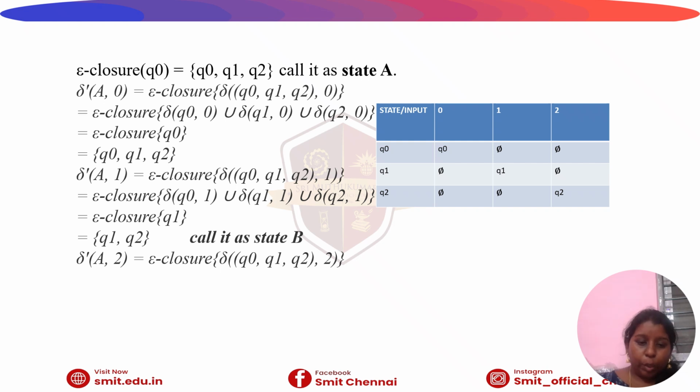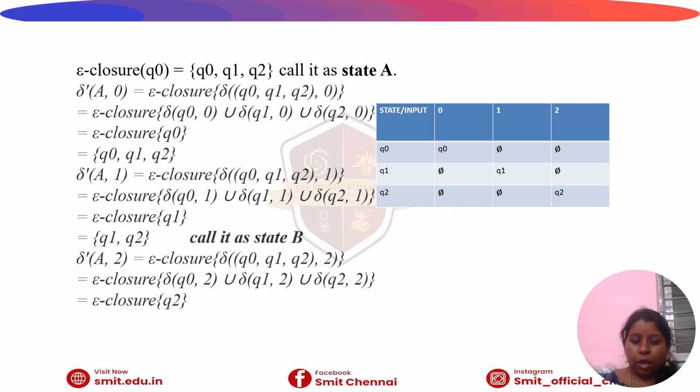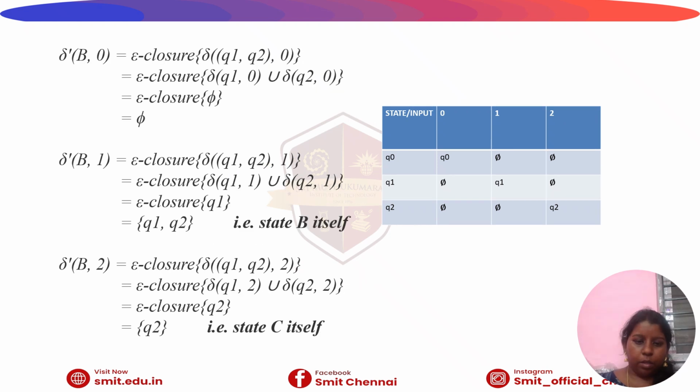Now, for the input 2, we'll write E-closure of Q0, Q1, Q2. Again, we'll merge each with the input and we'll check in the table. Q0 of 2 is empty, Q1 of 2 is empty and Q2 of 2 is Q2. Then the E-closure of Q2 is Q2. We'll call the state the new state C. For the new state B, we'll continue the same process. We are going to see for the new state B.